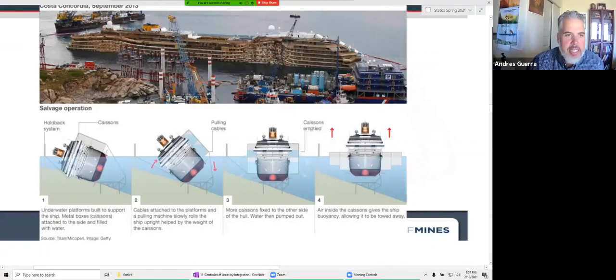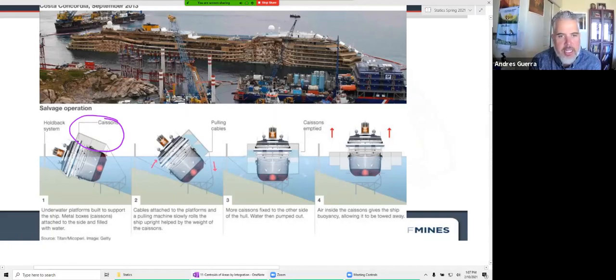And so they had these caissons. Right up here they had these caissons, and they would fill those either with water or with air. These are just big steel tanks. That's where the caissons are, these big steel tanks. And they fill them with water or air to change where the center of gravity is.